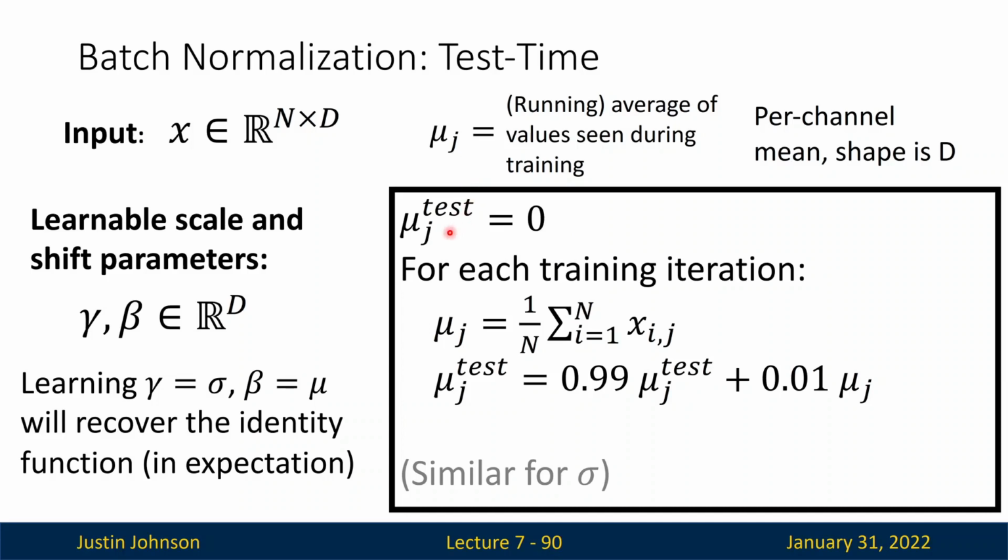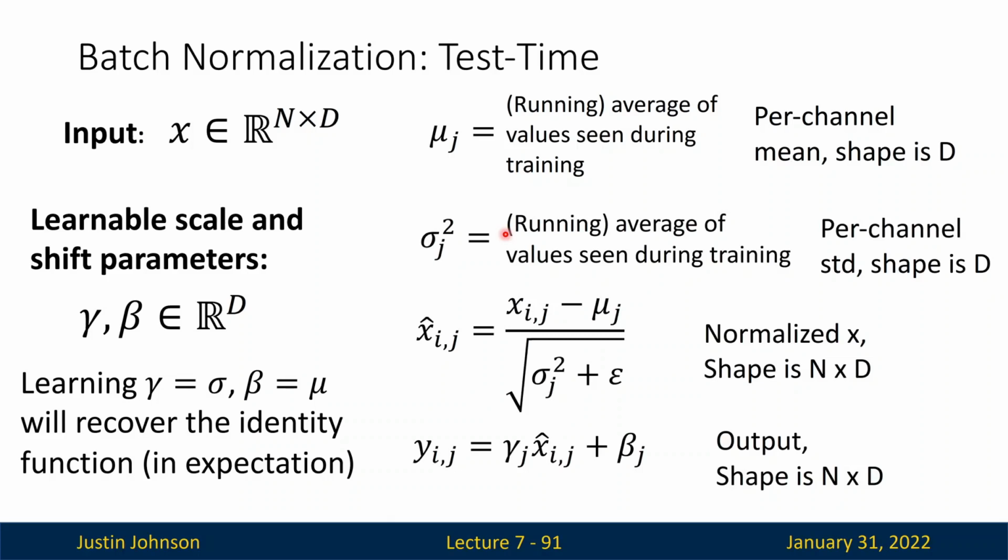The definition of running average looks like this: in the beginning you set the mu value as 0. Then for each iteration, you slightly update it. They use the resulting mu as the mu value for the test phase. So now you have mu and sigma, and for the test phase, no problem, you can repeat the same batch normalization step.